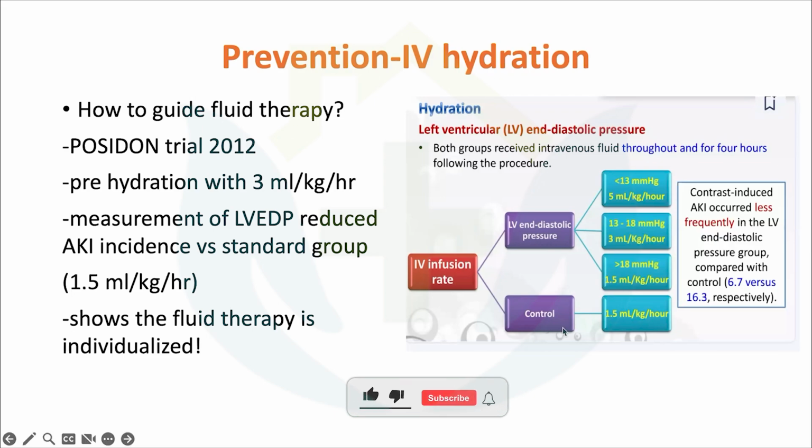And in another group, they have measured the LV end diastolic pressures. And after measuring it, they have devised their fluid strategy based on the amount of LV diastolic pressure. If the LV end diastolic pressure is very high, say more than 18, which is indicating left atrial hypertension or incipient pulmonary edema, they have reduced it to 1.5 mL per kg per hour. Whereas if it is low, they have given 5 mL per kg per hour. And that has shown that this particular intervention group was associated with slightly lesser risk of AKI, probably because of a much more tailored and minutely manipulated kind of fluid regime.